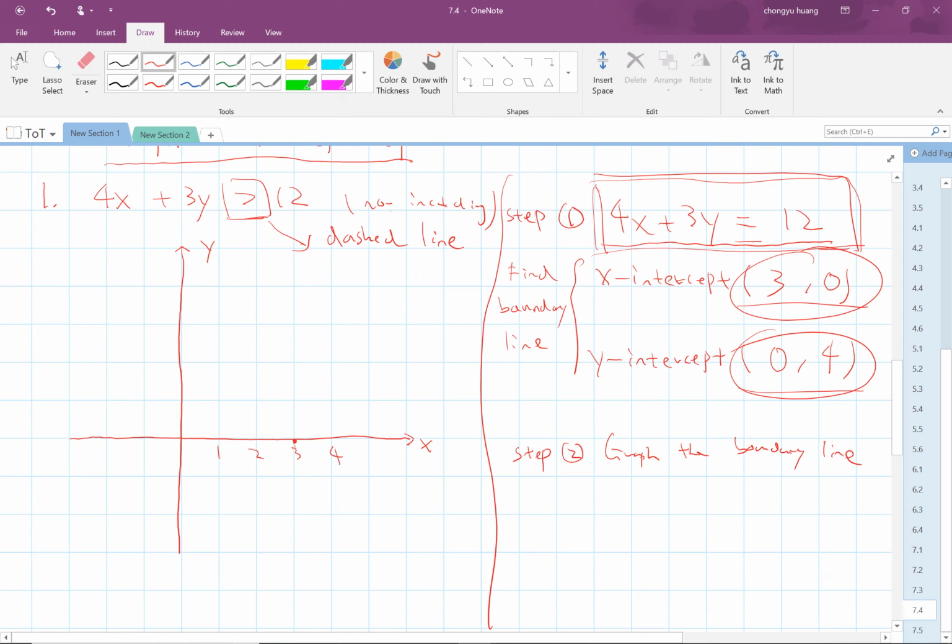The x-intercept is over here, 3, 0, right? The y-intercept is 0, 4. So let me label it 1, 2, 3, 4. So over here, this is the y-intercept.